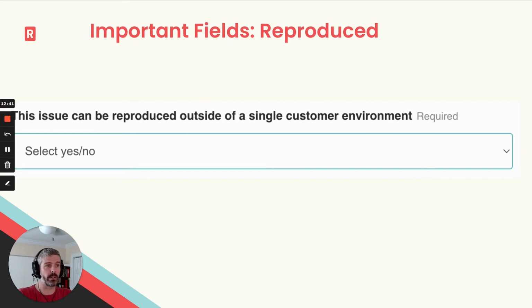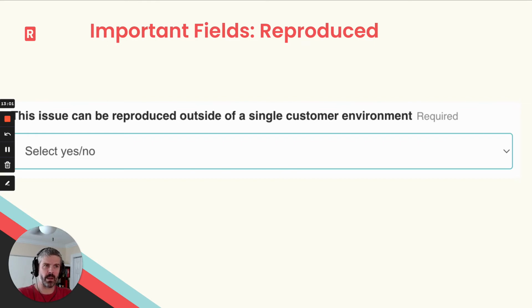It's a high bar, but if you can reproduce an issue, it can be one of the fastest ways to resolve even tough problems. This question is not asking if the issue happens consistently. For example, if running a backup fails every time you run it, that indicates the issue is consistent, but not that it can be reproduced outside of this specific environment.